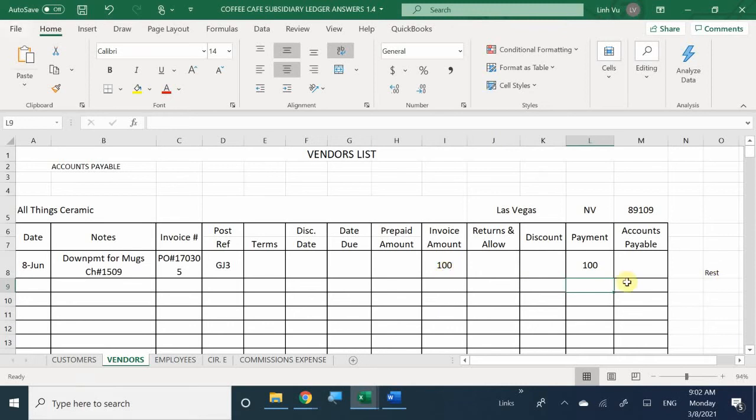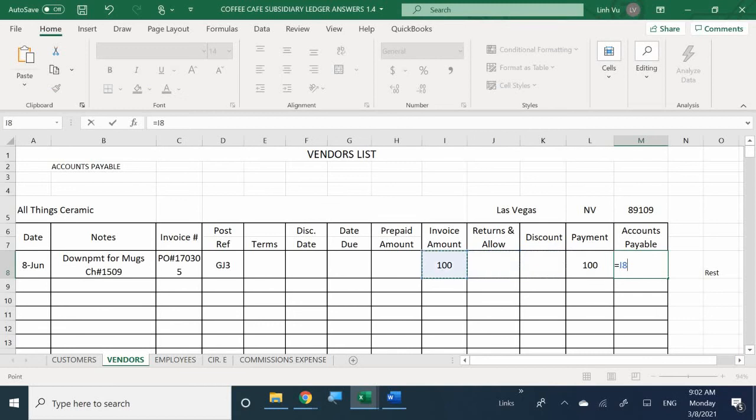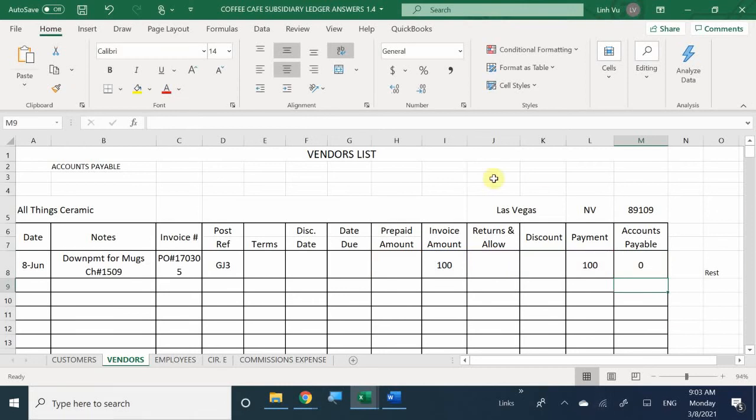So in this case right now, it doesn't make sense, but it will when we actually go ahead and enter it in once we received our items. So again, once again, the formula is going to be your invoice amount minus your prepaid amounts, minus any returns and allowances, minus any discounts, and minus any payments. So right now, I don't owe All Things Ceramics at all, okay?